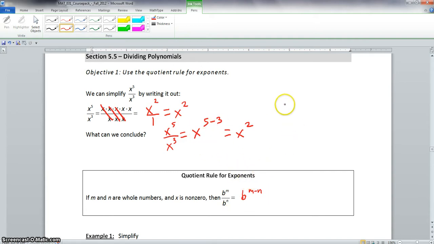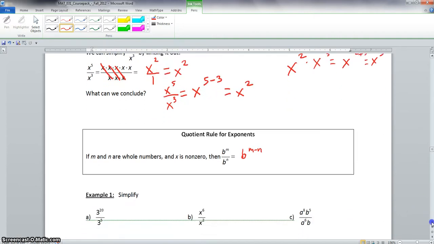Now, it's just like with multiplication. Remember how in multiplication, if we took x squared times x to the third, we would keep the base and add our exponents, and that would give us x to the fifth. Now, we know division is the opposite operation of multiplication. So when you multiply, you add. Then when you divide, you will subtract.